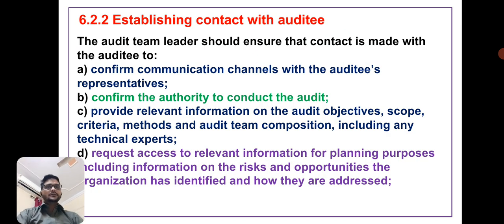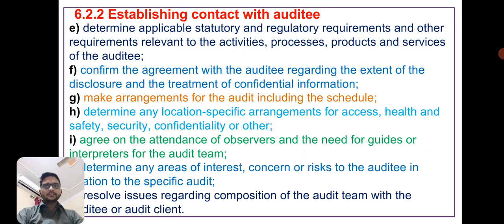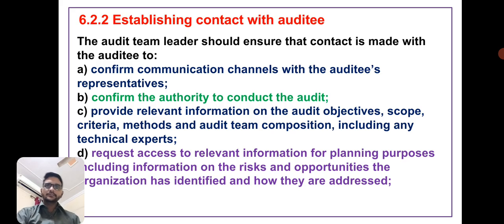Next is 6.2.2, that is establishing contact with the auditee. What contact should we make with the auditee and how can we establish it? The audit team leader should ensure that contact is made with the auditee to confirm communication channels with the auditee's representatives, confirm the authority to conduct the audit, and provide relevant information on the audit objective, scope, criteria, method, and audit team composition.